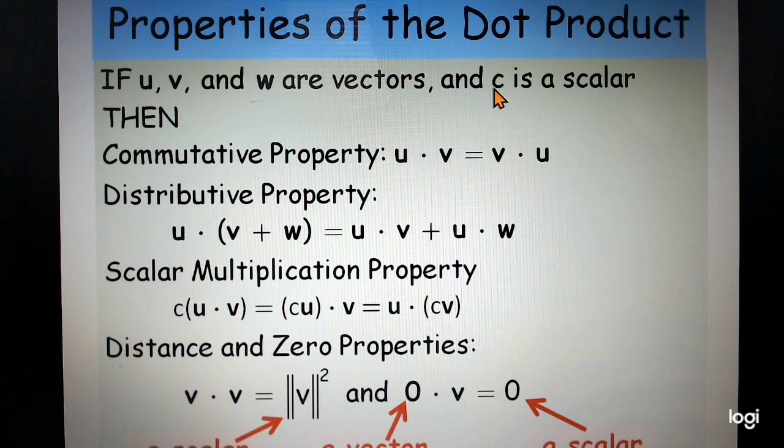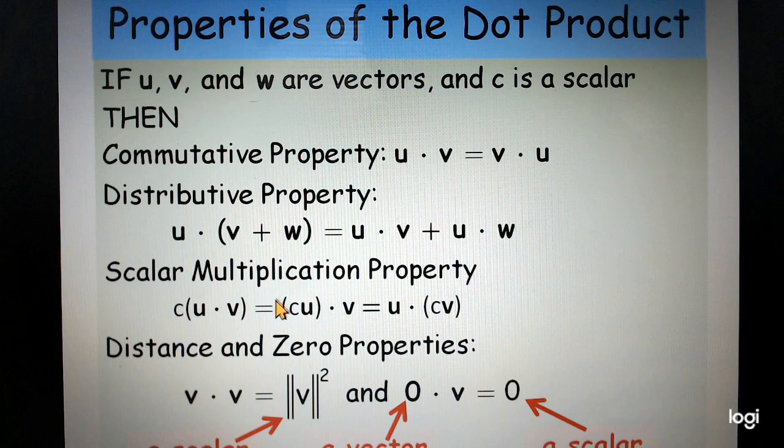C is a scalar, in other words, just a number. We have already seen that the commutative property holds, the distributive property holds as well. And I can see what I should have done. Let's see, I should have had, no, this is perfectly acceptable. Okay, so it's U dot V plus U dot W, so it's a form of the distributive property.